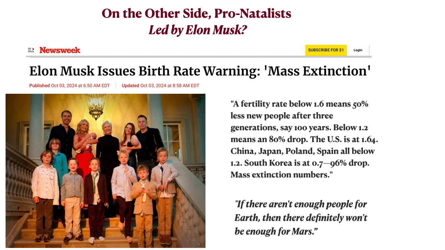Yeah, the U.S. is at 1.64. China, Japan, Poland, Spain, all below 1.2. South Korea is at 1.7, which means a 96% drop, mass extinction numbers." And then Musk adds, "If there aren't enough people for Earth, there definitely won't be enough for Mars." And, of course, the colonization of Mars is one of the main points of his agenda. And we have a photograph of him with his family. I believe he has 12 children.